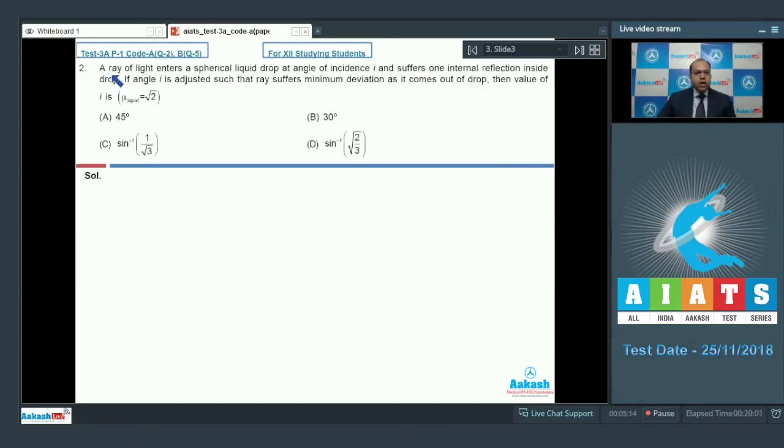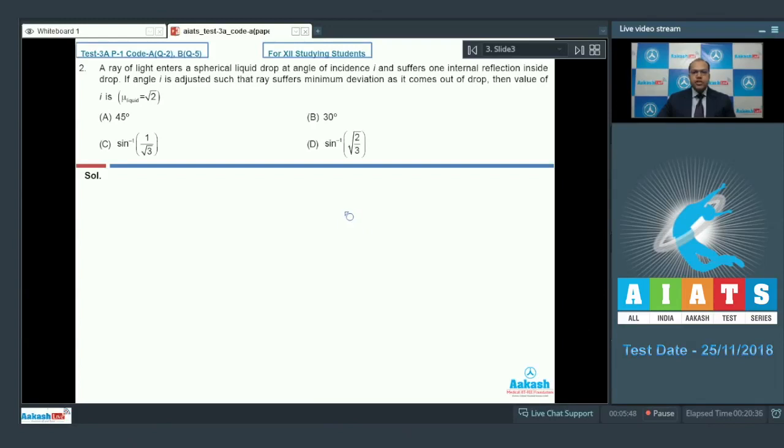In question number 2, a ray of light enters a spherical liquid drop at angle of incidence i and suffers one internal reflection inside the drop. If angle i is adjusted such that the ray suffers minimum deviation as it comes out of the drop, then the value of i is, and it is given that the refractive index of the liquid is root 2.